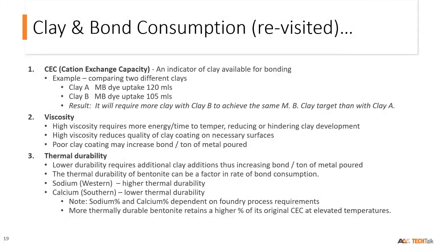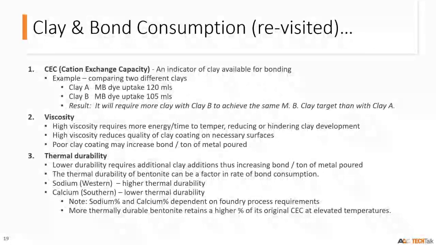Also viscosity. High viscosity requires more energy and time to temper, reducing or hindering the clay development. High viscosity reduces quality of clay coating on necessary surfaces. Poor clay coating may increase the bond per ton of metal poured. And then of course, thermal durability. Lower durability requires additional clay additions, thus increasing the bond per ton of metal poured.